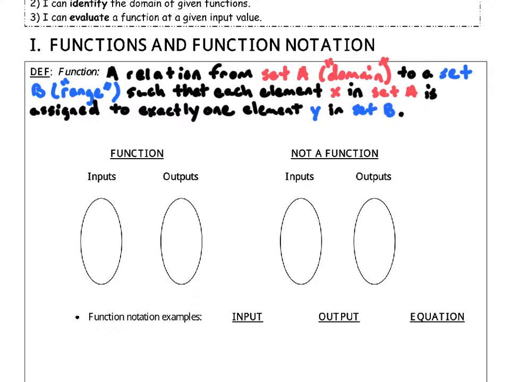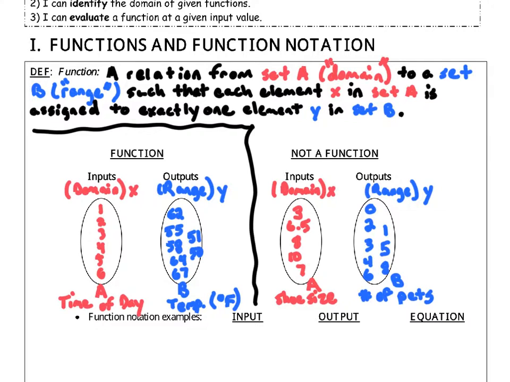So to give you a better idea of what a function is, I have two visuals split down the middle by this black line. Let's focus first on the one on the left. What is a relationship that can be a function? So I've given you one example here. Let's suppose our set A contains the various times of day, and I've just listed a few here, like 1 a.m., 2 a.m., 3 a.m. on the left. And then in the range, our set B is going to contain temperatures at those specific times.